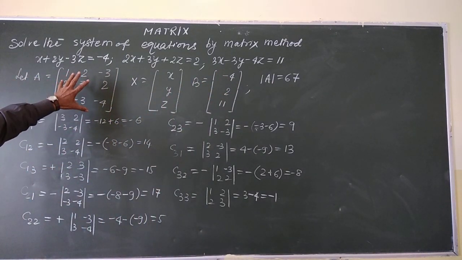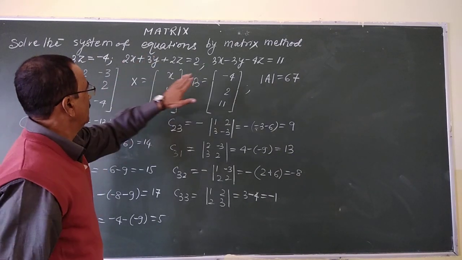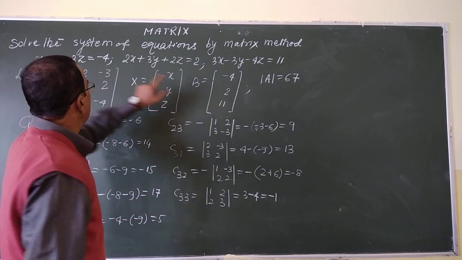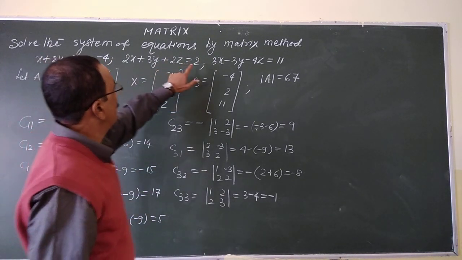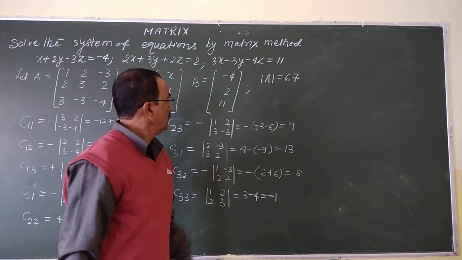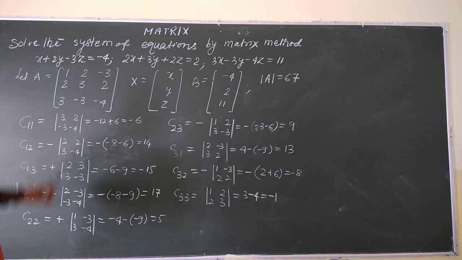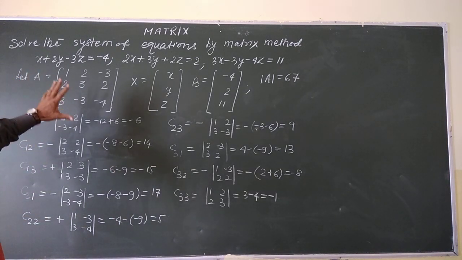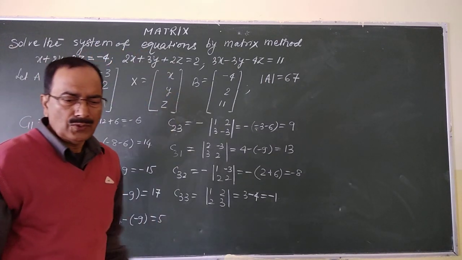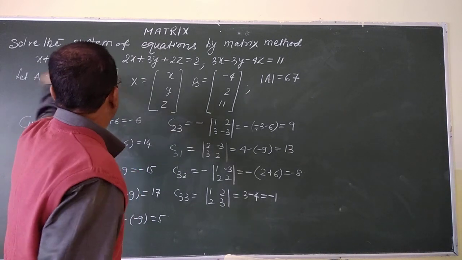This is matrix A. Then matrix X is the variables x, y, z from these equations. And matrix B is here we have minus 4, 2 and 11. So before finding the solution of this equation, first we have to find the determinant of this matrix.